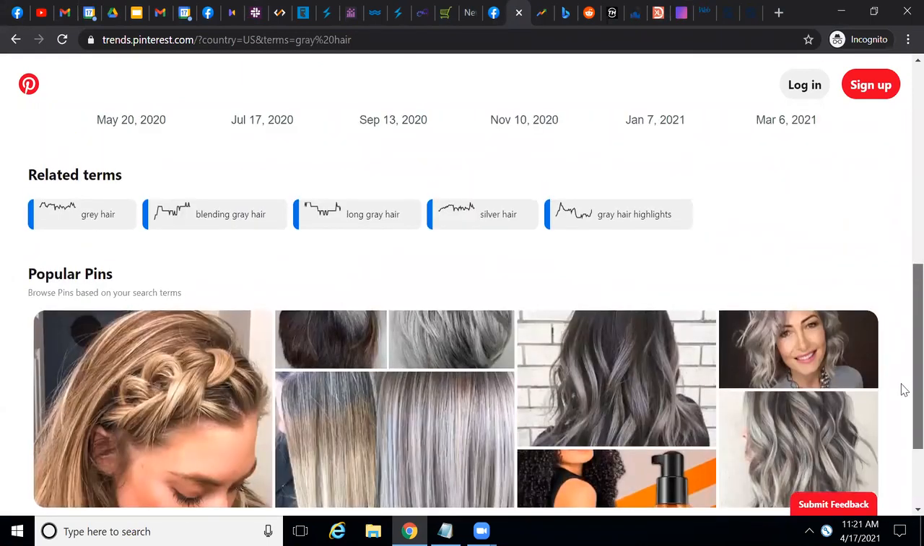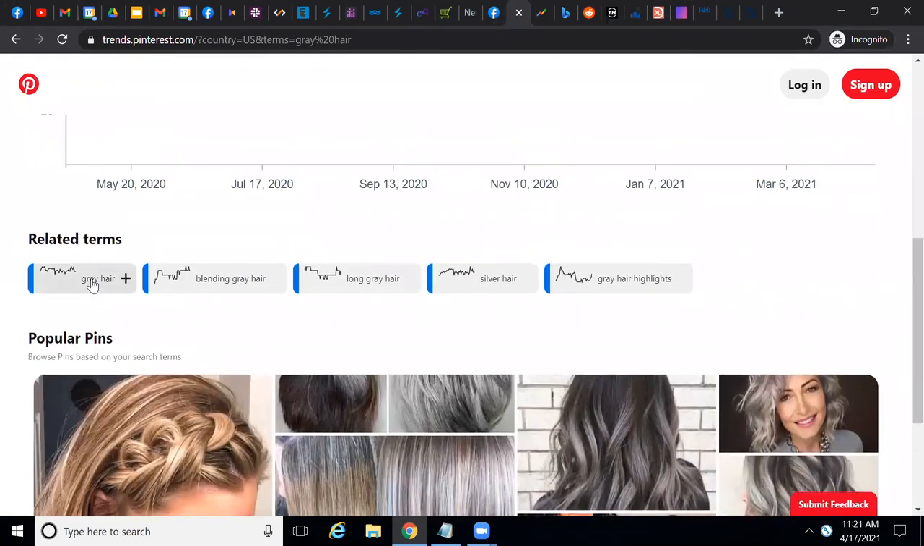All right, so we know that there's some pins. There's also this one, gray hair, blending gray hair. So people are interested in blending. So are there products that I could be selling to service a community that is looking for, how do I blend my gray hair? How do I take care of long gray hair? How do I take care of silver hair? How do I do gray hair highlights? How many bundle opportunities could I potentially produce just from looking at this data?